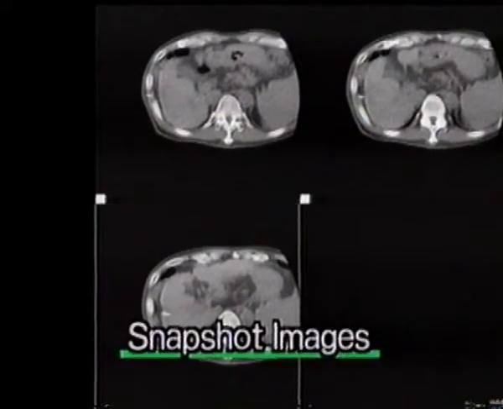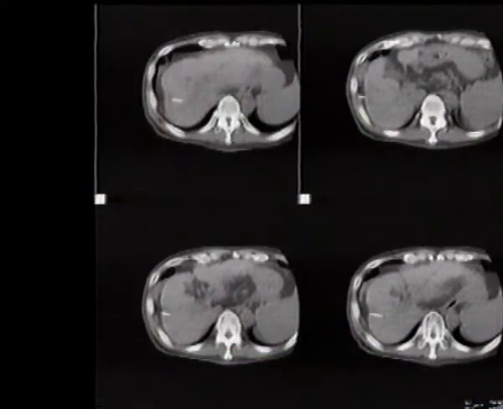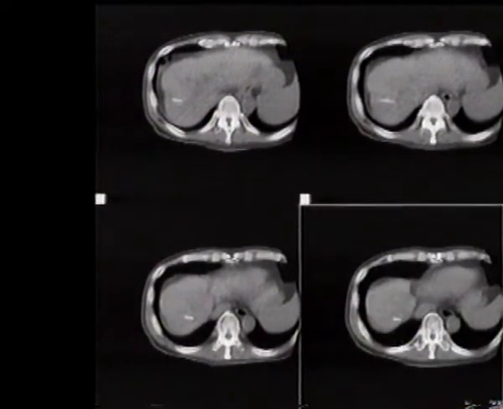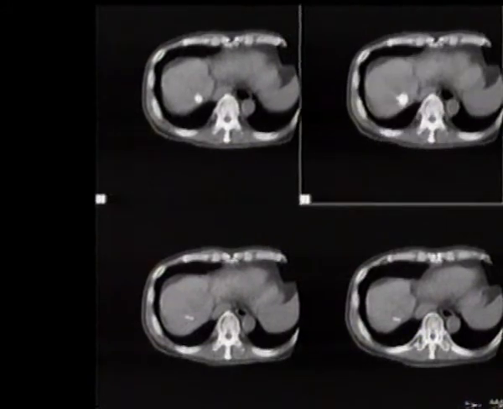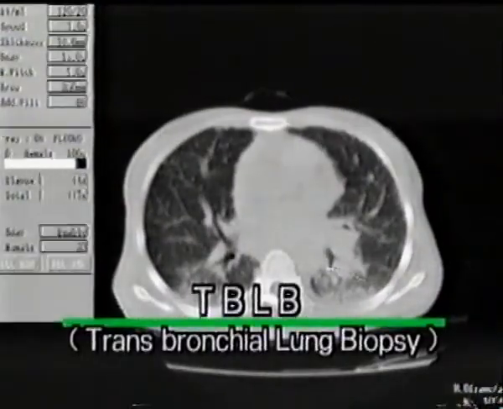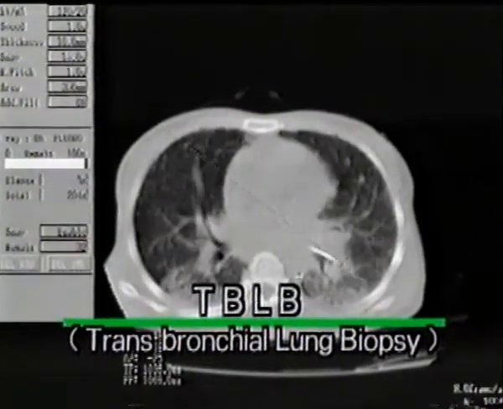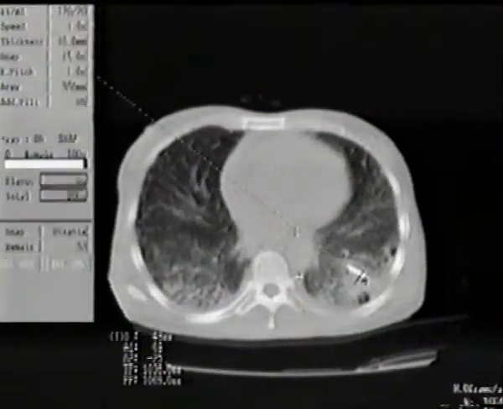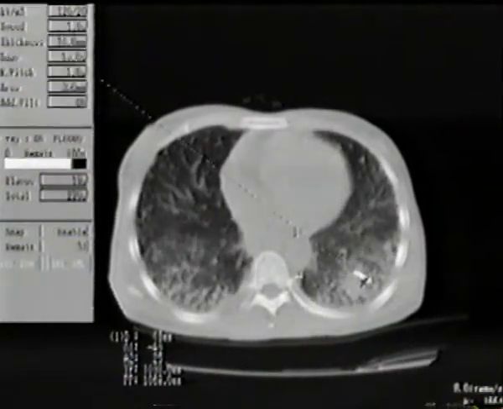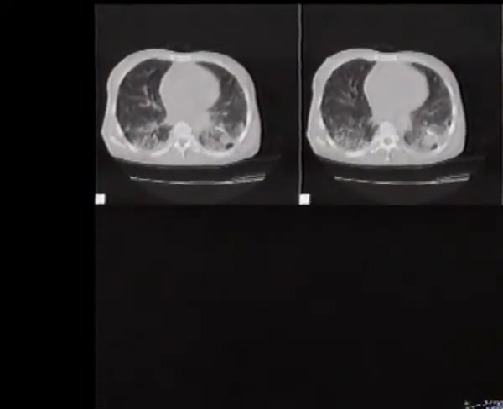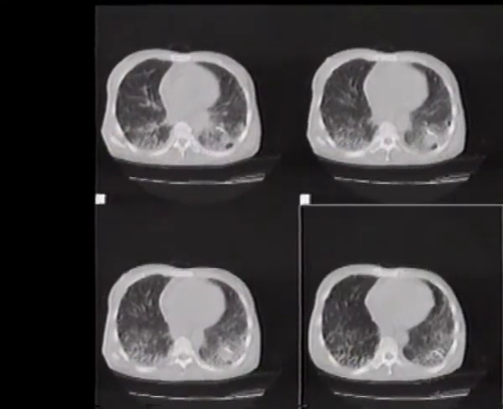These are snapshot images stored during fluoroscopy. Utilizing the Smart Guide function, as shown here, puncturing was performed in a difficult section 1 centimeter below the lung. In this case, a TBLB is required. The forceps are guided by setting the Smart Guide so that it establishes a line from the bifurcation of the bronchus up to the tumor. By advancing the forceps along the guideline, the targeted bronchus is accurately reached.